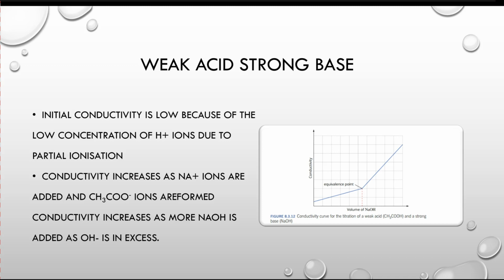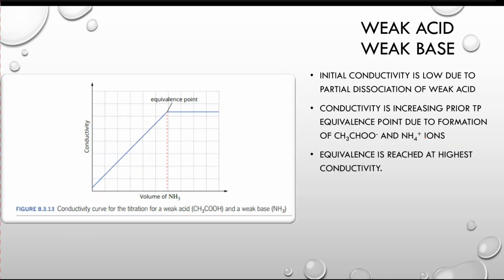So what's going to happen is my acetic acid is going to donate that hydrogen to the OH and make water, and so I'm going to be left then with a CH3COO minus ion, and then some sodium ions. Now our sodium ions are not particularly conductive. Our CH3COO minus ions a little bit more, but past this point we are now getting excess OH minus, so we're definitely going to see that increase there.